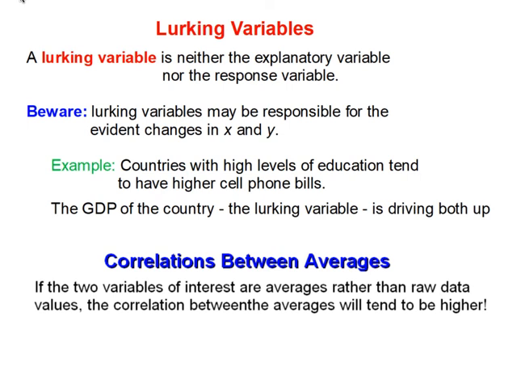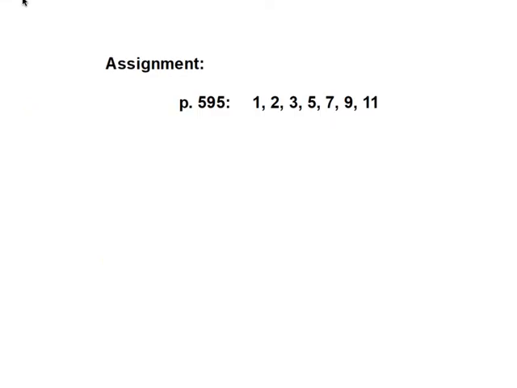Again, correlation between averages: if the two variables of interest are averages rather than raw data values, the correlation between the averages will tend to be higher. Okay, so there we go. Page 595. Try these problems out. Bring them to class tomorrow. I'm going to show you some pretty neat calculator tricks that are going to help you out with this a lot.